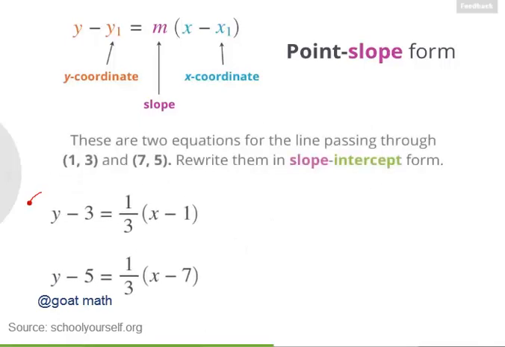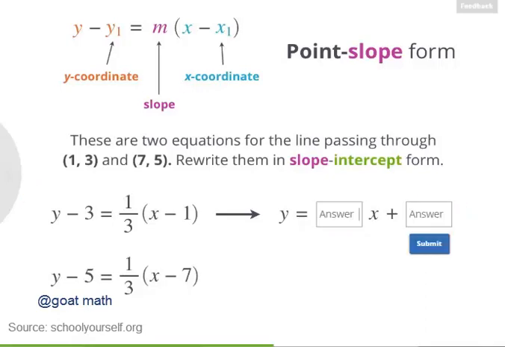Well, what happens if we take these two equations and rewrite them in slope-intercept form? In other words, solve each of these equations for y in terms of x and write them so that y equals some number times x plus another number. Try doing this with the top equation first.